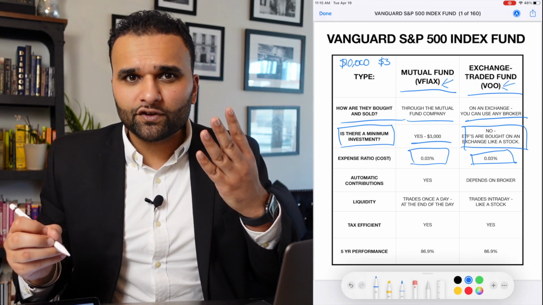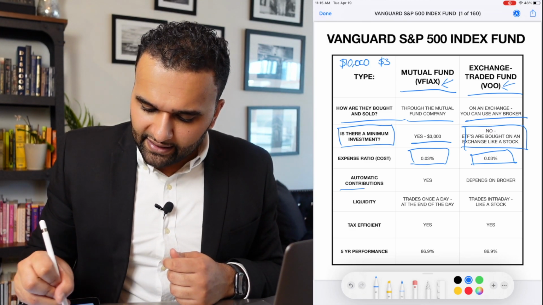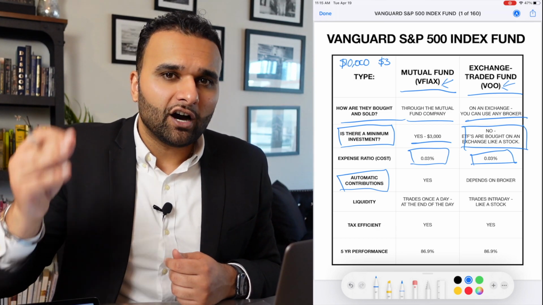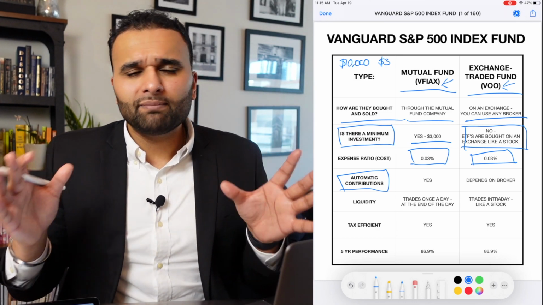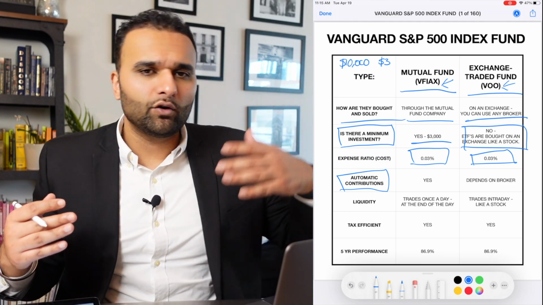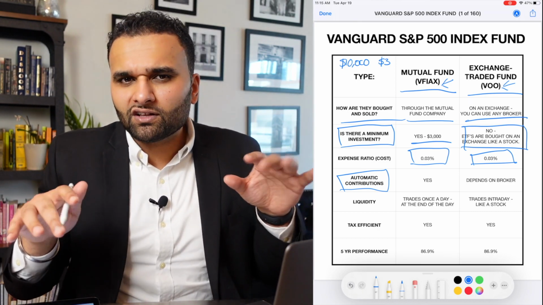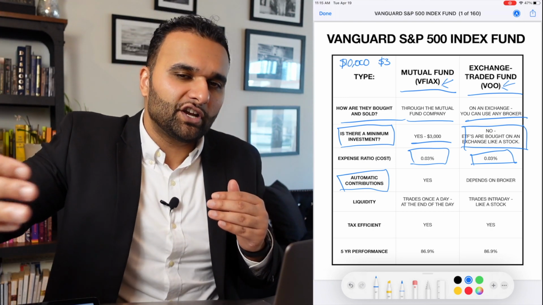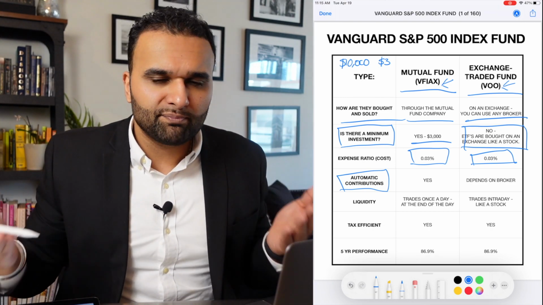The fourth key difference between a mutual fund and an exchange-traded fund is the automatic contributions. And what I mean by automatic contributions is that you can automatically contribute bi-weekly or monthly without having to physically log in and buy more shares of the mutual fund or respective ETF.